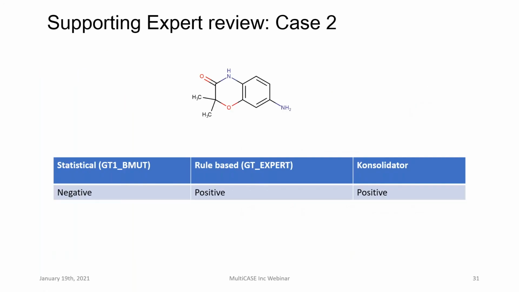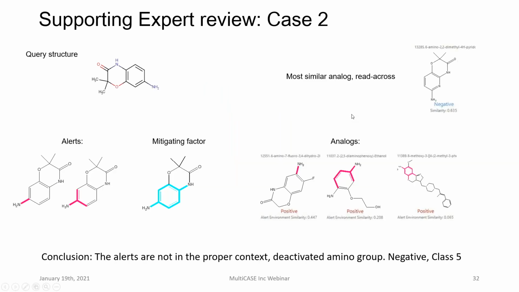Second case study, this particular compound, we have conflicting results here. The statistical method says it's negative. Rule-based says it's positive. The Consolidator says it's positive. Let's see why. We have a most similar analog, the read-across analog, which is negative. Okay, we have analogs for identified alerts. They are positive, but looking at the alert environment, the similarity is not very impressive, especially that one. And this one is a clear example of an analog which has nothing to do with our query compound.